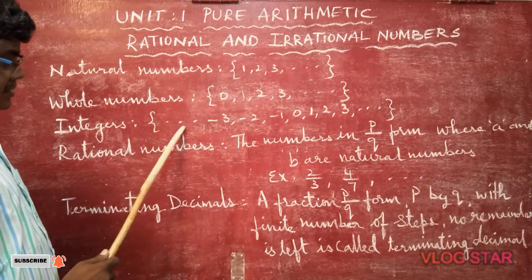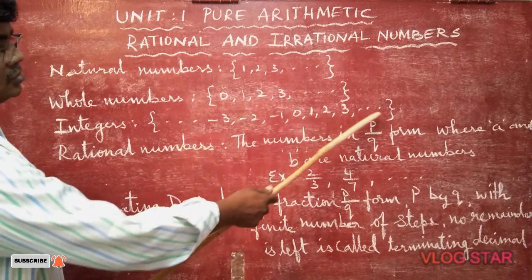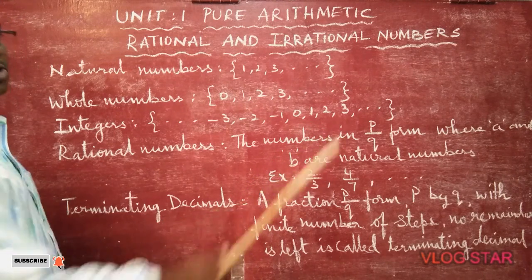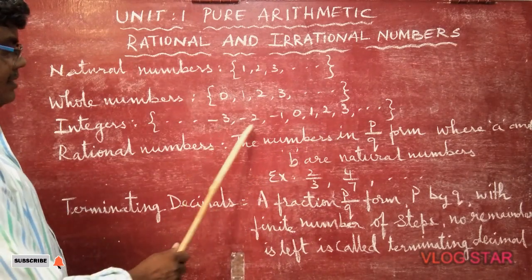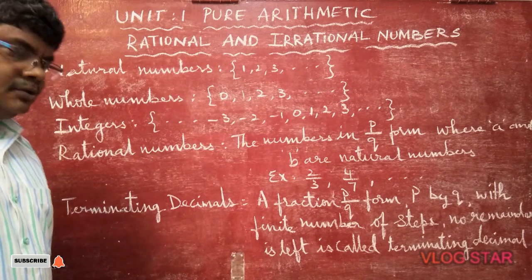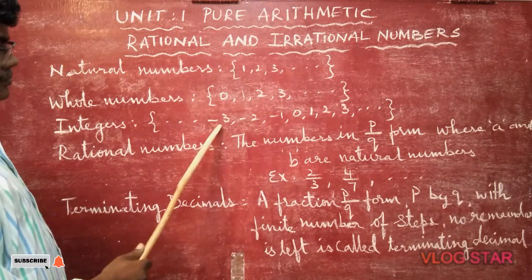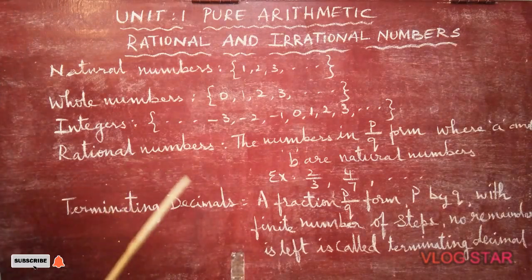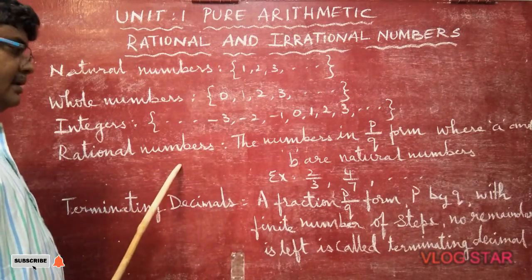Integers start so on and end also so on. In between are negative numbers, 0 and positive numbers. So minus 3, minus 2, minus 1, 0, 1, 2, 3, and so on. Able to follow? Integers: negative, positive, and in between 0. Rational numbers, coming to our lesson.